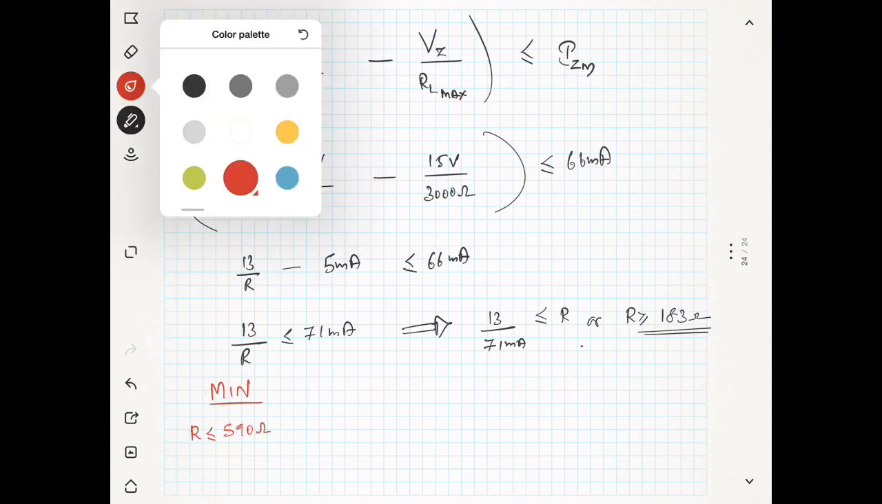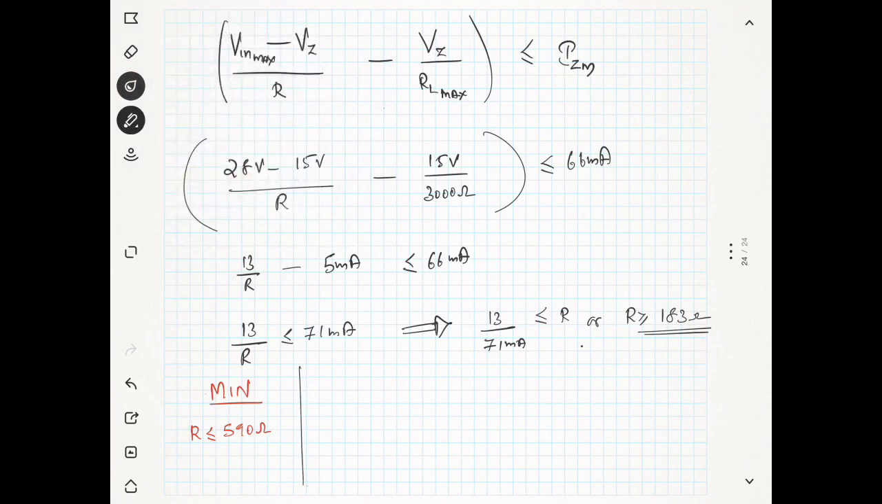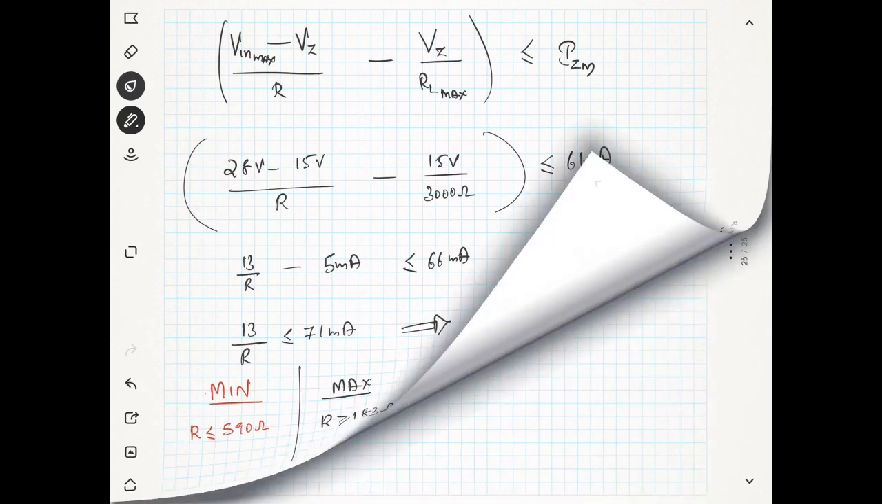And by using the maximum condition, you have got R should be greater than or equal to 183 ohms. So what does it signify? What does it show? So I will write it in the next slide. The minimum condition will give you R should be less than or equal to 590 ohms, and the maximum condition has given you R should be greater than or equal to 183 ohms.